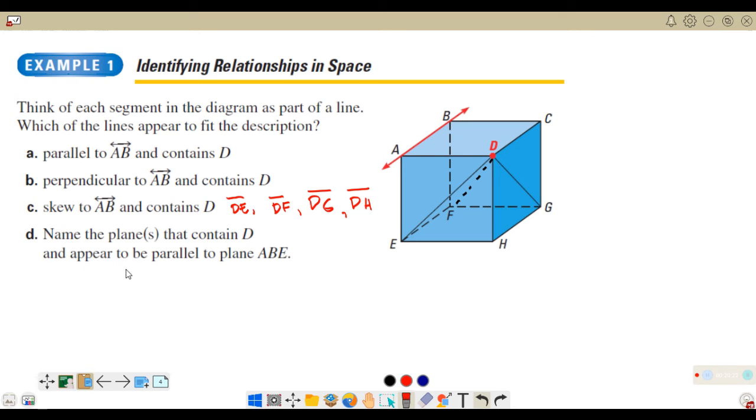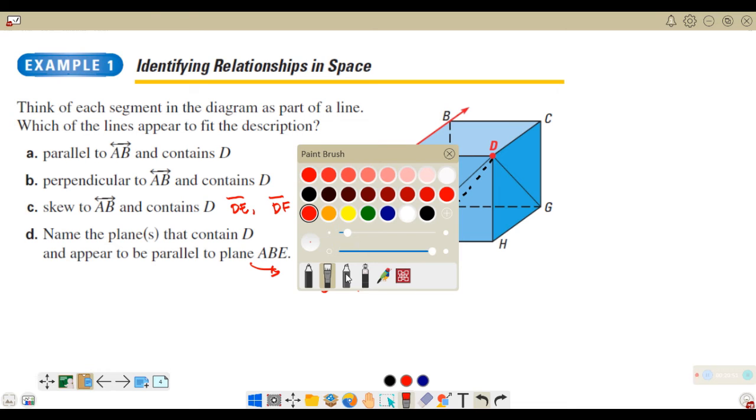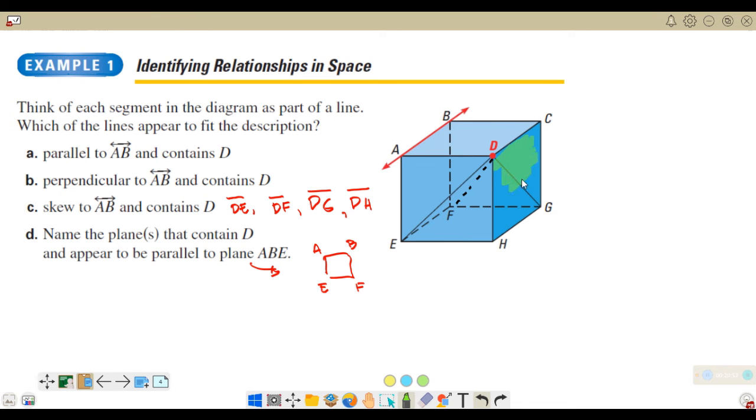Next, name the planes that contains D and appear to be parallel to ABE. Plane ABE, edi ito yun. ABFE. Ito yun, tong square na to. Si plane ABE ay ABFE. Contains D and appears to be parallel. Edi ito lang. Ito lang. Yan.